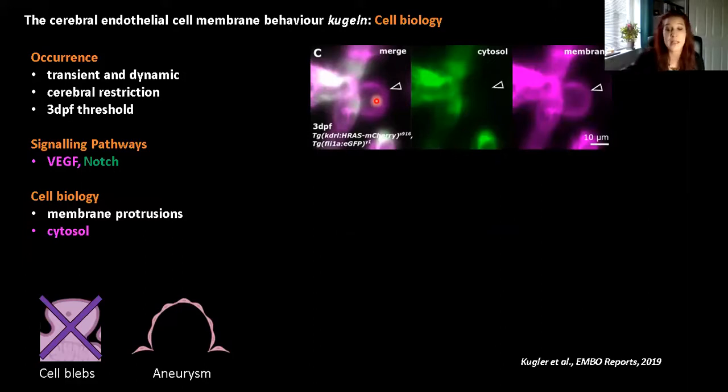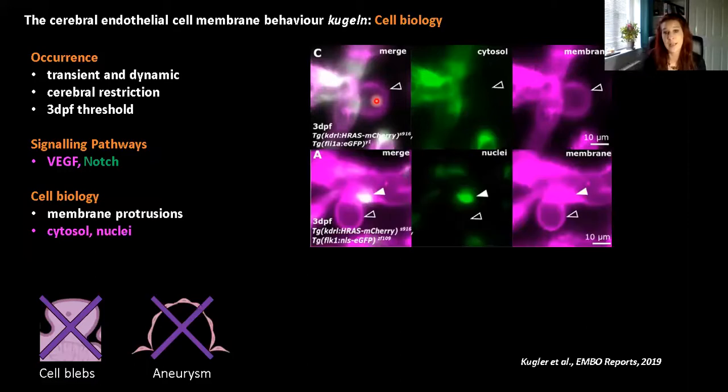And so we then next looked at endothelial cell nuclei, again with the same principle that we have green nuclei and magenta membrane. And we don't see any nuclei forming or inside Kugeln, and we have never observed any in them, suggesting that Kugeln are actually formed by individual cells and therefore different to aneurysms.